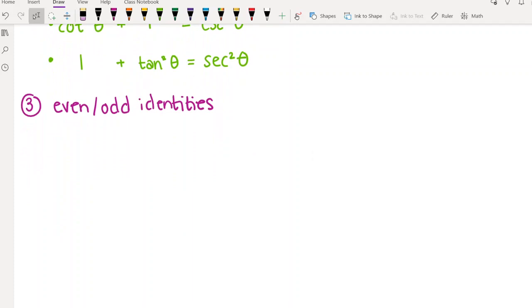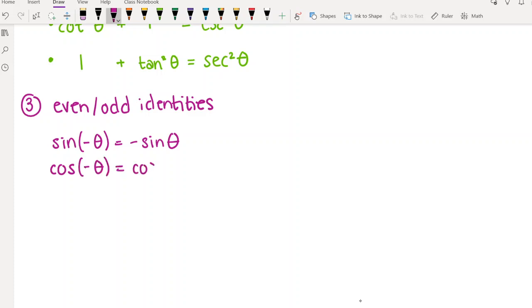The ones that we know already, we know that sine is an odd function. And so that means that if you're taking sine of the negative of an angle, that's going to be the opposite of taking sine of the angle. Whereas cosine is an even function. So that means that you get the same result whether you do negative theta or positive theta. And we also saw that tangent is an odd function.